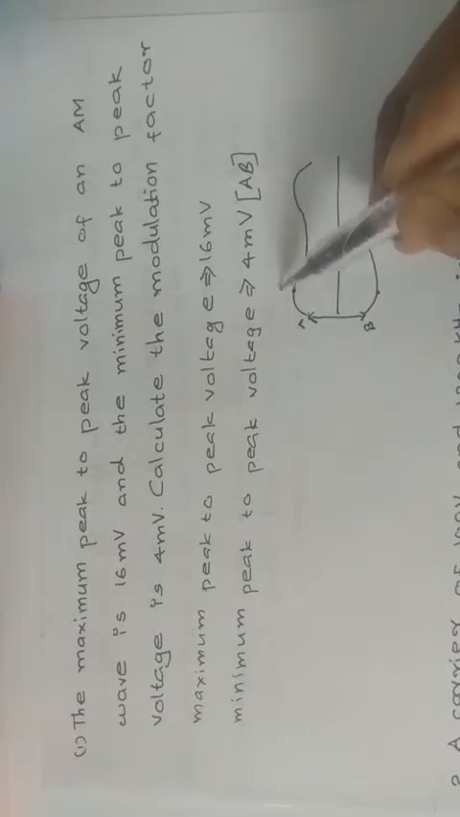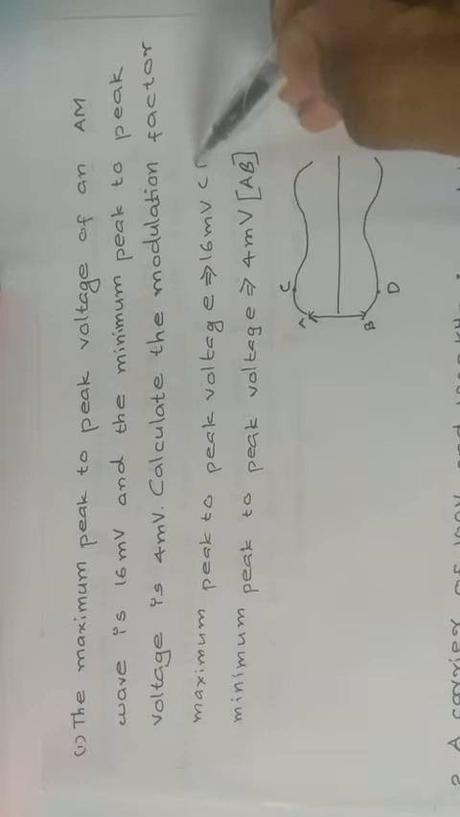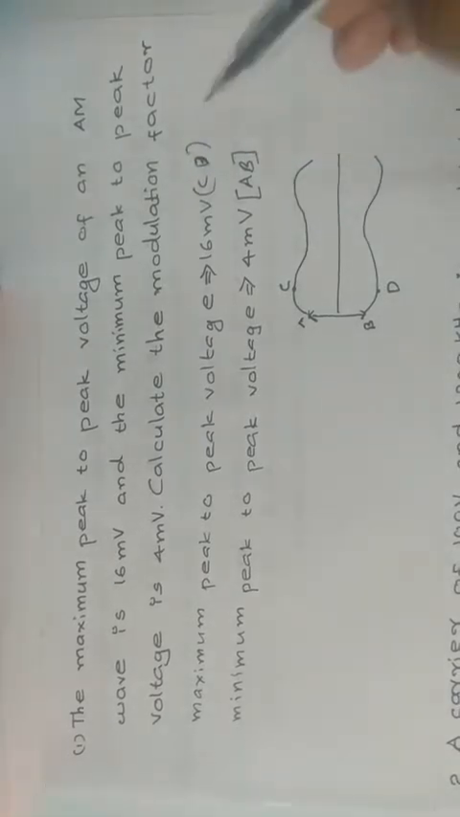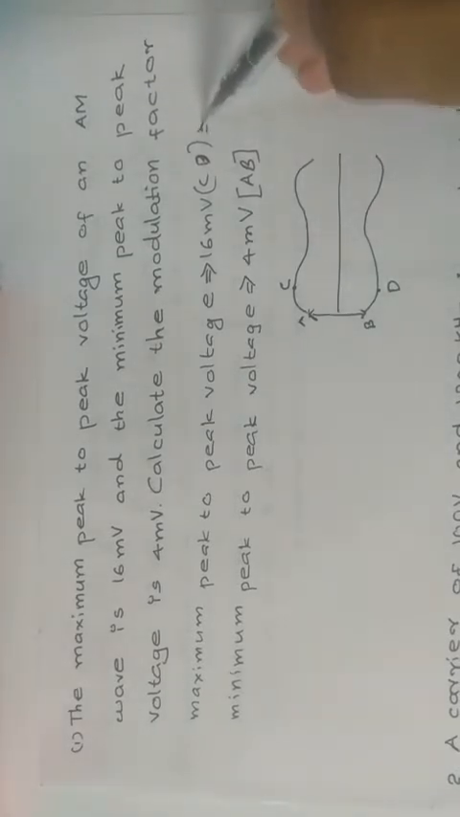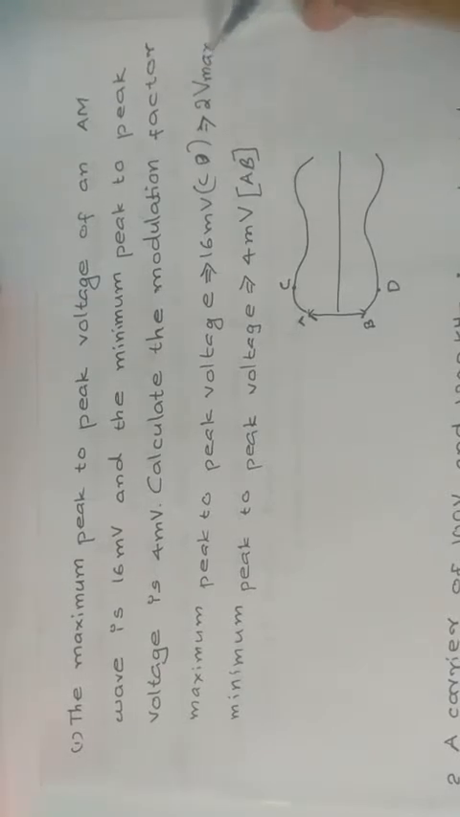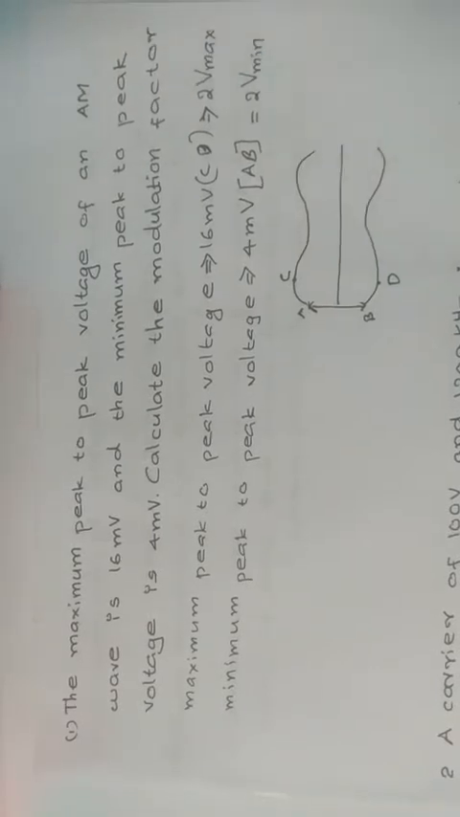Similarly, consider this figure C and D. The CD represents the maximum peak-to-peak voltage. So our aim is to find out the modulation index. One more point is that CD is equal to 2 Vmax and AB is equal to 2 Vmin.